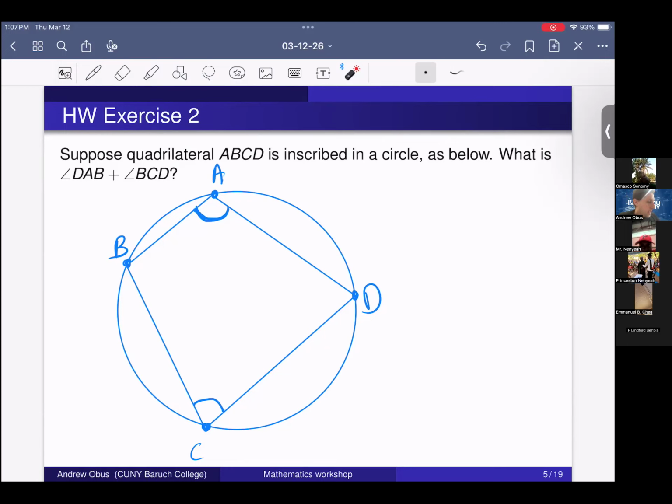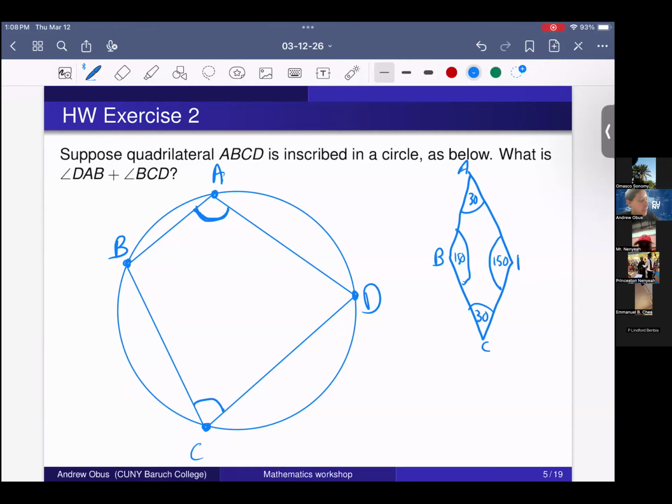I mean, you need to say a little more than that, right? Because I can draw you a quadrilateral that's not inscribed in a circle. Let me draw you this one, where this here is maybe 30 degrees, this is 150 degrees, this is 30 degrees, and this is 150 degrees. And let's say this is A, B, C, D. Well, in this case, if I look at angle A plus angle C, it's only 60 degrees, even though the entire thing is 360 degrees.